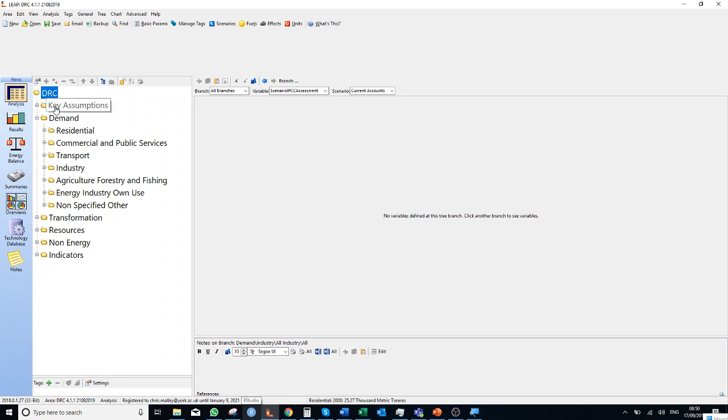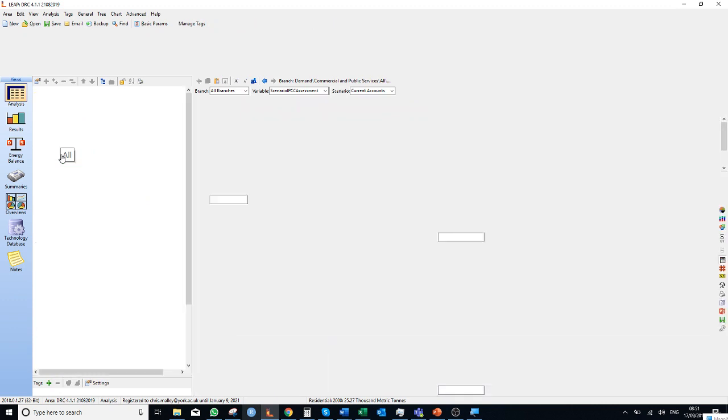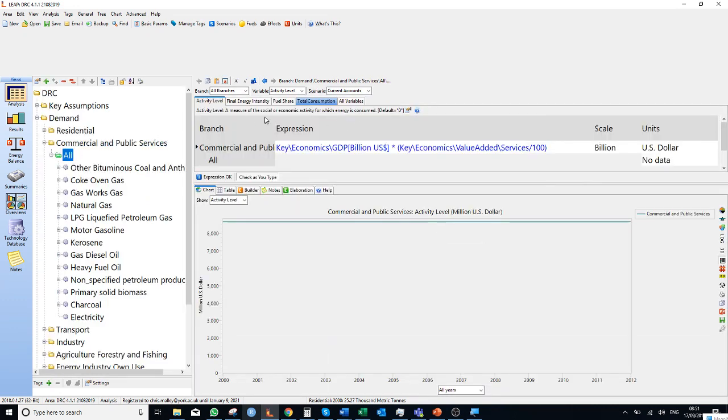So if I go to LEAP, I have now my data set for DRC. And under the demand sector, I have 7 different subsectors: residential, commercial and public services, transport, industry, agriculture, energy industry, own use, and other. If we go to commercial and public services, I have an activity level. This is an estimate of the activity within our sector. Now this is really only used when we're making projections, but this is an estimate of the total activity in that sector.